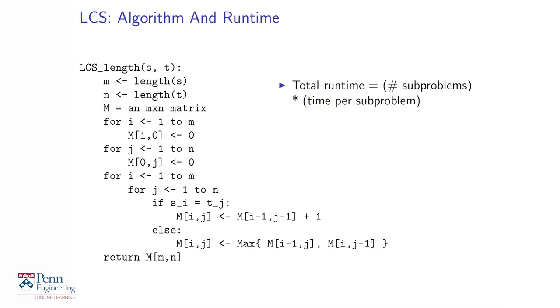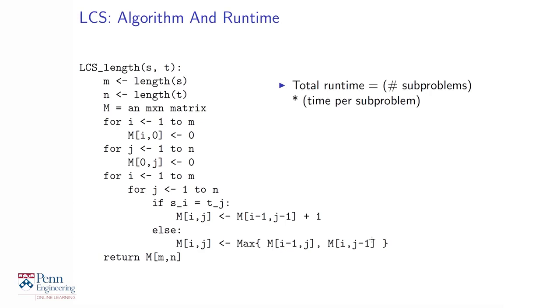So the total running time of this algorithm, or of any dynamic programming algorithm, is roughly speaking the number of subproblems you have times the time it takes to compute the answer to each subproblem. How many subproblems do we have? Well, this is pretty nicely laid out for us here, because the grid has exactly m plus 1 times n plus 1 cells. And each cell corresponds to a subproblem. So the number of subproblems is (m+1) times (n+1).